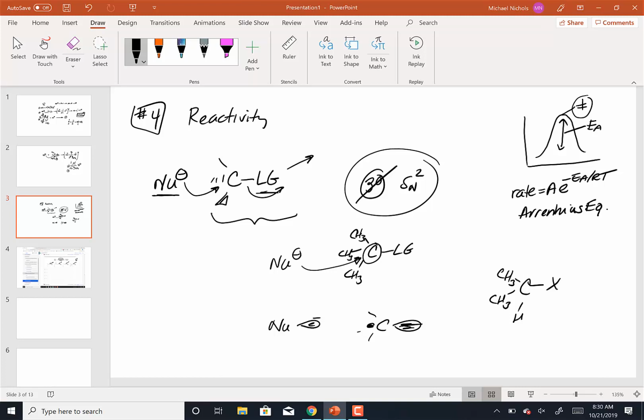So as far as the halide goes, methyl reacts the fastest, then primary, then secondary, which is much more reactive than tertiary because tertiary doesn't undergo Sn2. So for an Sn2, that's the reactivities of the alkyl halides.